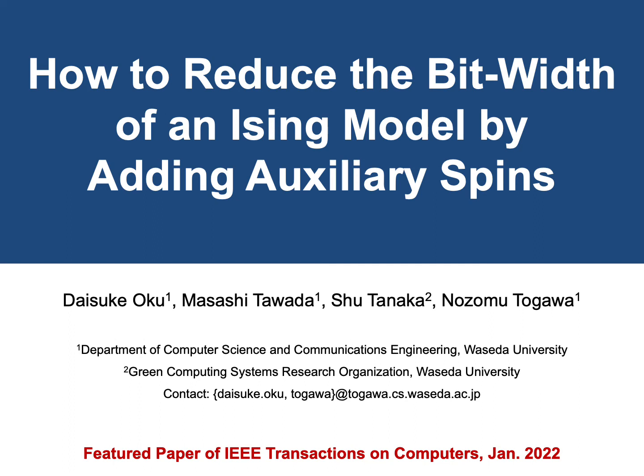It is my great pleasure to introduce our research under the title "How to Reduce the Bit Width of an Ising Model by Adding Auxiliary Spins." We have proposed a completely new method to overcome the hardware limitation of annealing machines dedicated to combinatorial optimization programs.